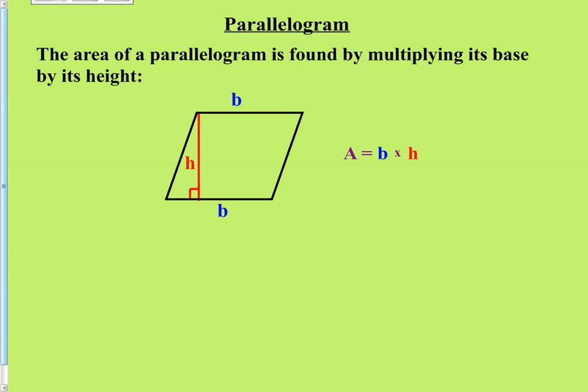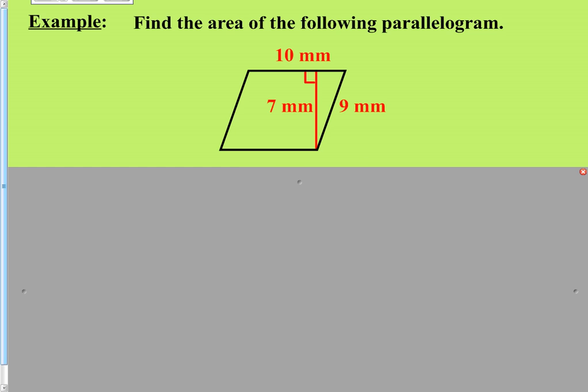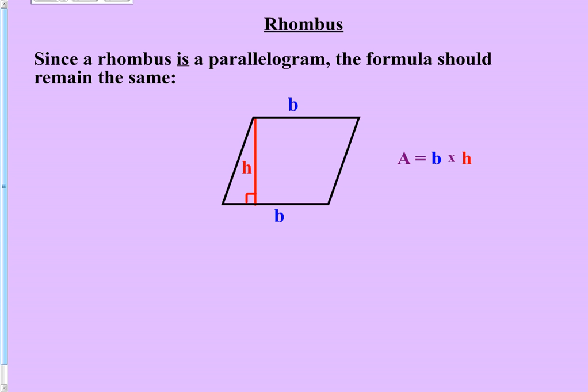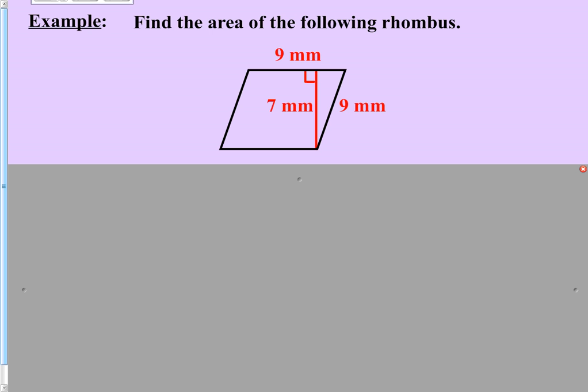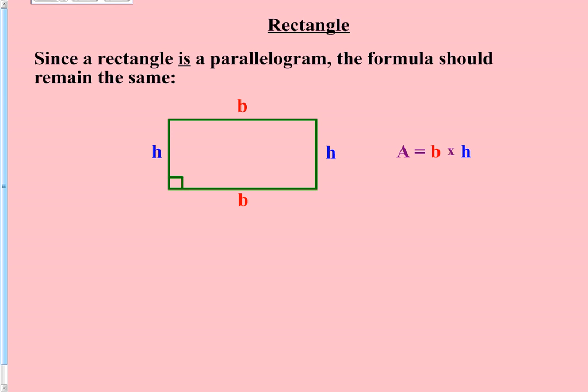The area of a parallelogram is found by multiplying its base times its height, and once again, that does not have anything to do with being on the bottom or straight up and down. It has to do with two measurements within the polygon that are perpendicular. We talked about a rhombus. A rhombus is a type of parallelogram, so the formula remains the same, base times height. Rectangle, same, it is a parallelogram, so its formula is base times height.